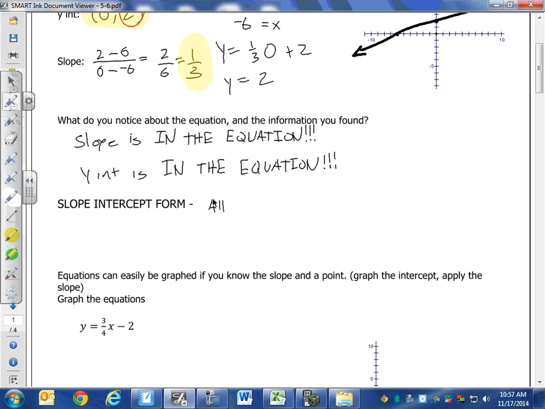All equations of lines can be in the form y equals your slope times your variable x plus your y-intercept. Y equals mx plus b.